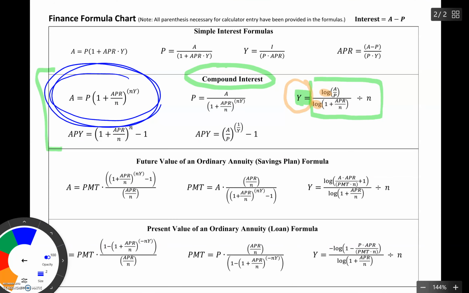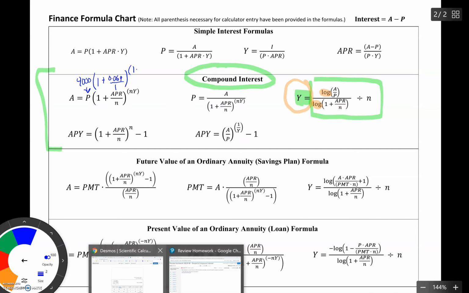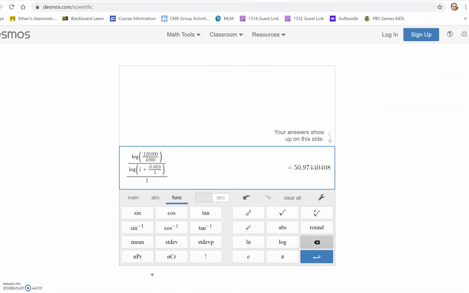The A equals formula is much easier to use. So if I say I initially deposit $4,000 at an APR of 0.069 compounded annually, and then my exponent would be 1 time a year, and you want to use as many decimal places as you can to get the most accurate answer. So what was that? Let me go back to Desmos real quick. It was 50.9744. So I'll use that.